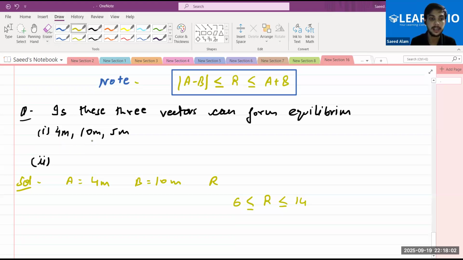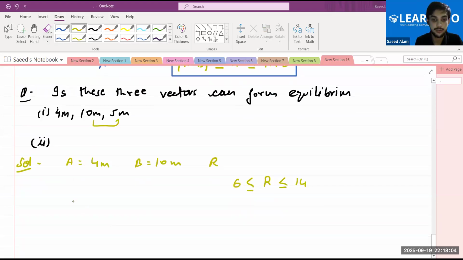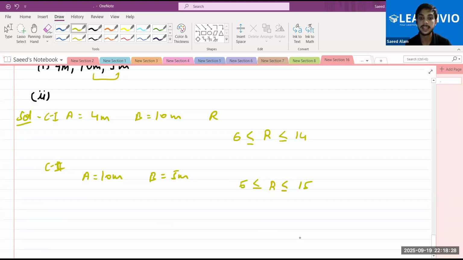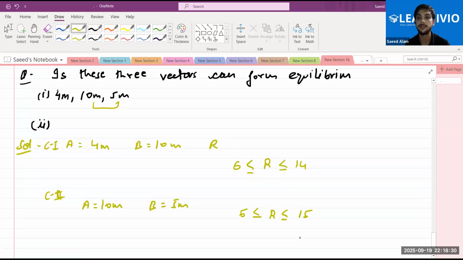Okay, let's choose the second pair. Let's choose the 10 and 5. This was case 1, and this was case 2. In case 2, A is 10 meter and B is 5 meter. What will be the range of R in this case? 5 to 15. 5 to 15, exactly. So do you think that by keeping the 10 and 5 in any way we can get the resultant to be equal to 4? No, we cannot keep 10 and 5 in any way to get the result to be 4. It's not going to happen.